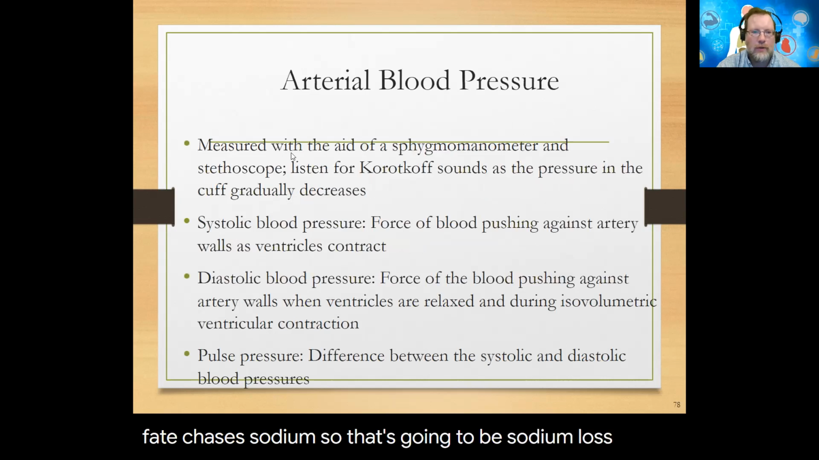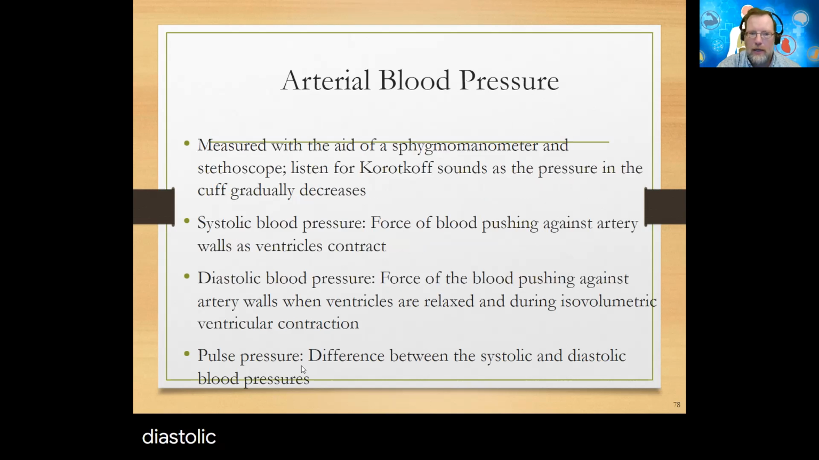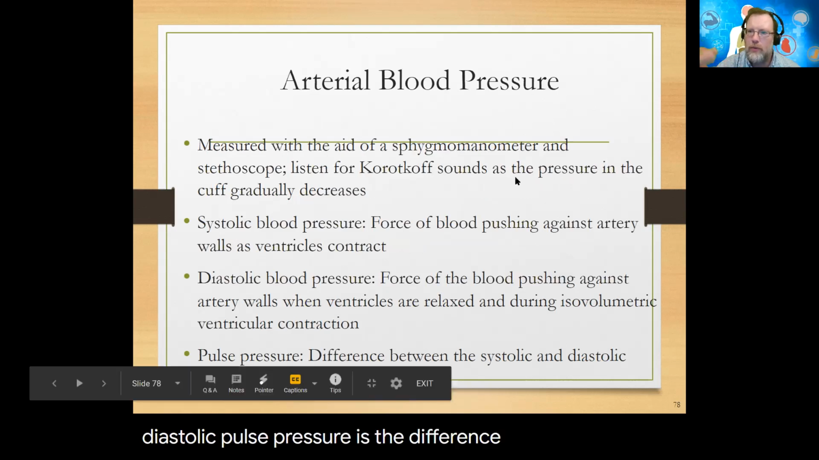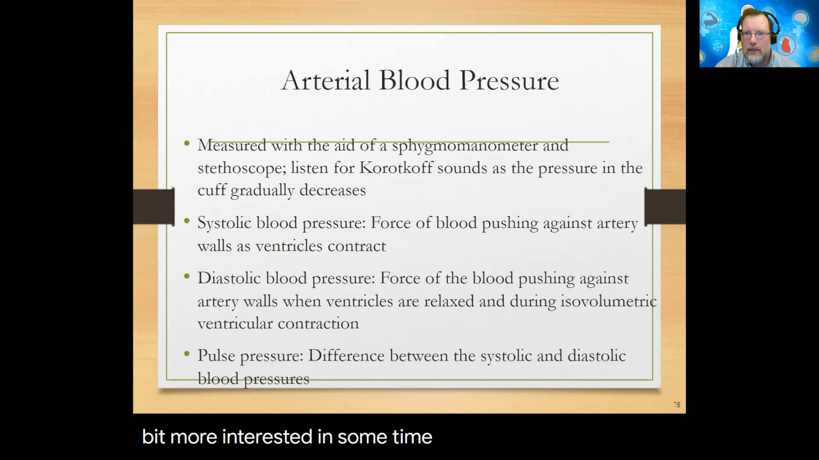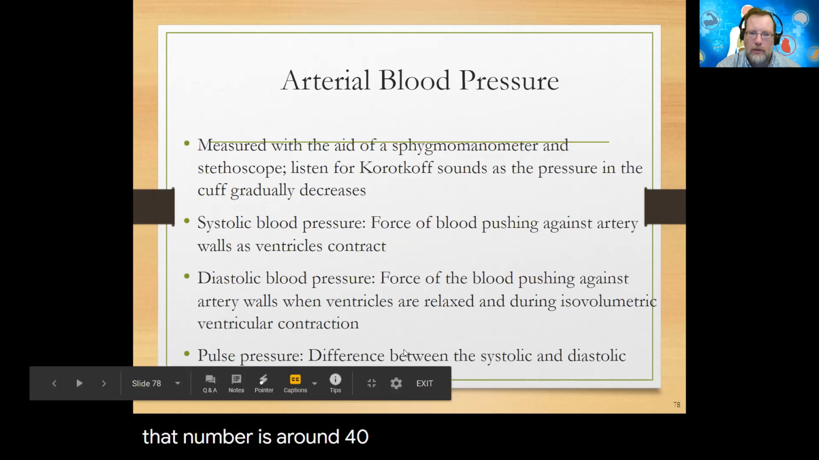Okay. So arterial blood pressure, again, we looked at systolic and diastolic. Pulse pressure is the difference between the two. And oftentimes that's the number that we're maybe a little bit more interested in. Sometimes is making sure that number is around 40 millimeters of mercury. We're getting 120 over 80.